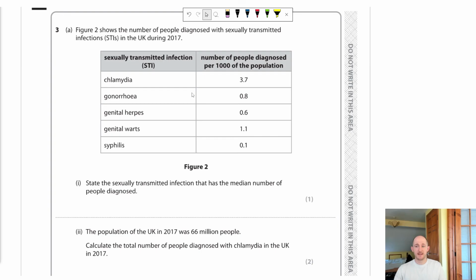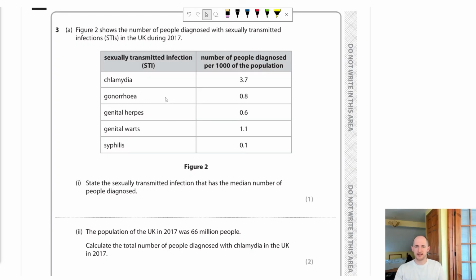This is basically maths. So figure 2 shows the number of people diagnosed with STIs in the UK during 2017. So chlamydia, gonorrhea, and so on. State the STI that has the median number of people diagnosed. And if you remember how median works from maths, you need to put the numbers in order and then cross them off from each side.